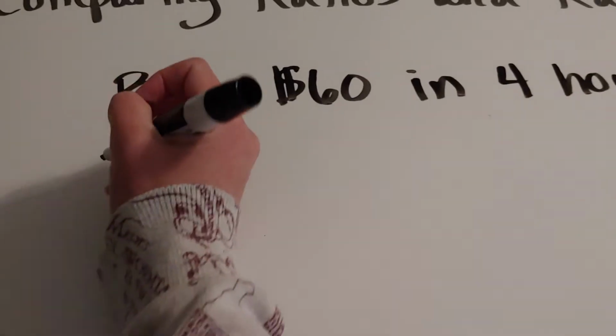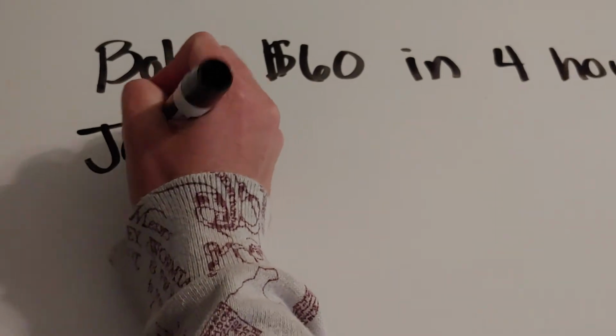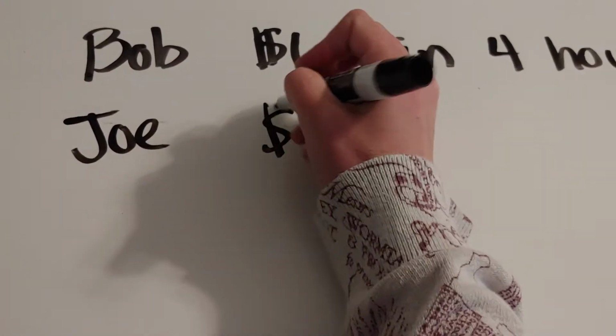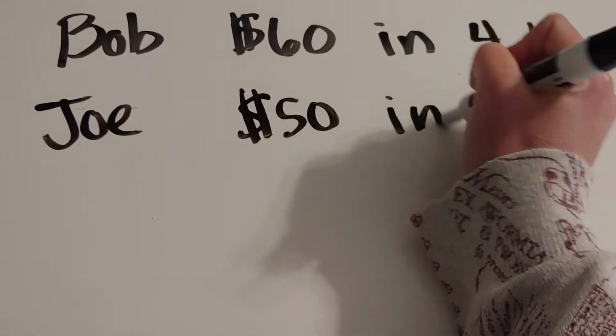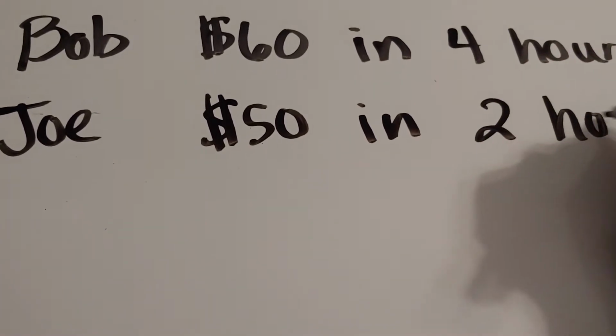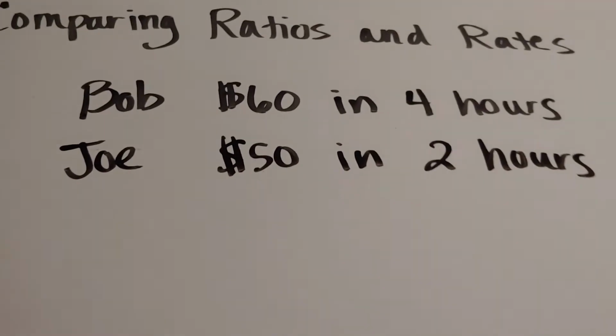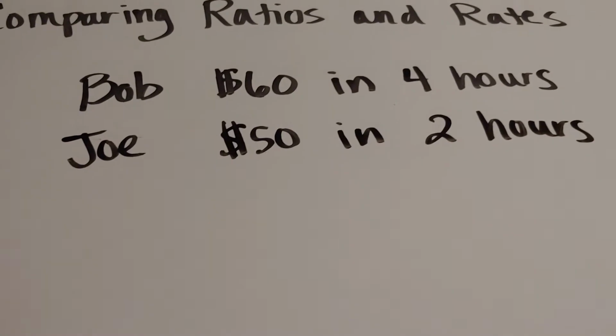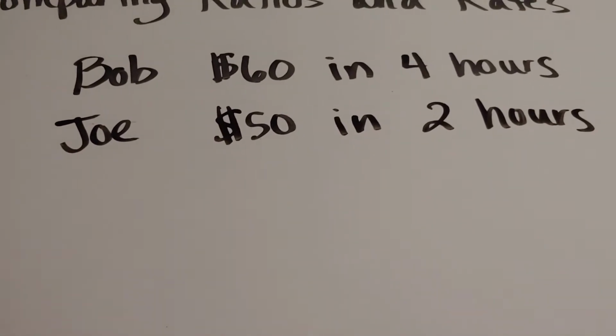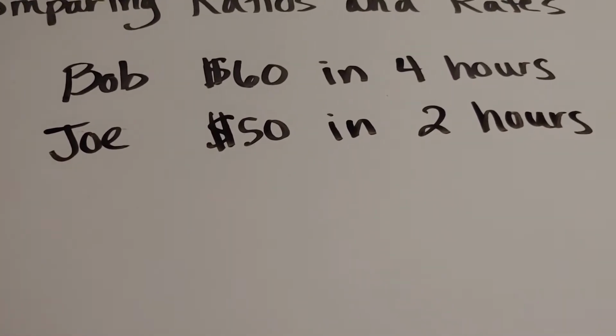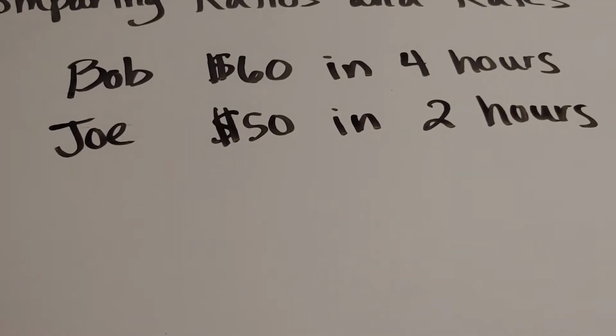Okay. Let's say that his buddy Joe makes $50 in 2 hours. Okay. Now, for us as adults, we see this and we can quickly look at it, and we know who's making more money per hour. Okay.